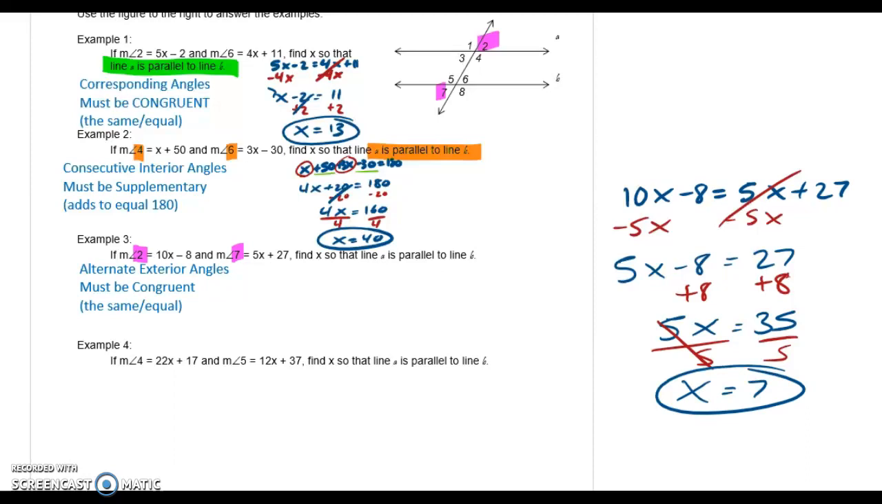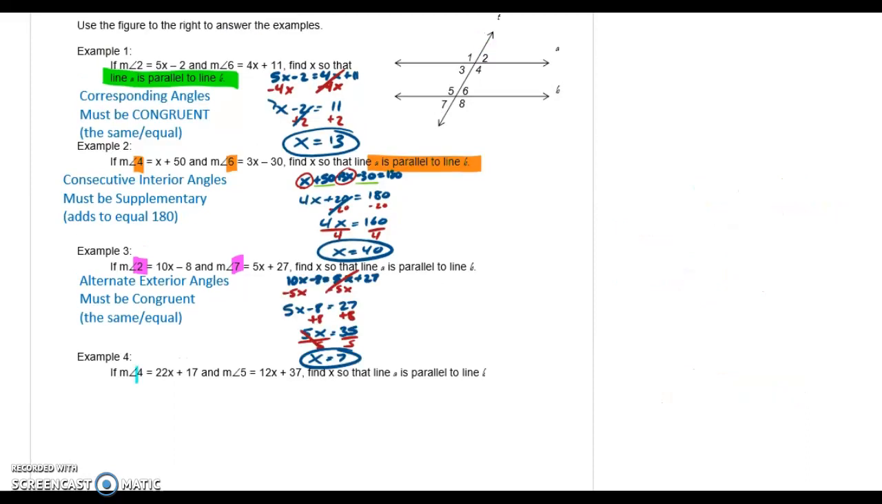Now let's go to example 4. In example 4, we are dealing with angles 4 and 5, which we know are alternate interior angles. We know that alternate interior angles must be congruent, which means the same slash equal to each other. So let's go ahead and solve this problem.